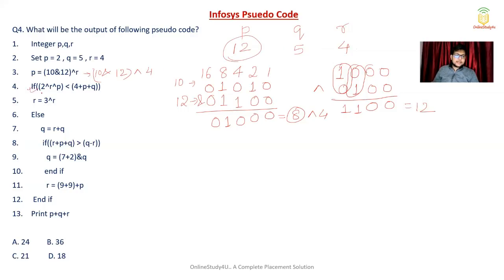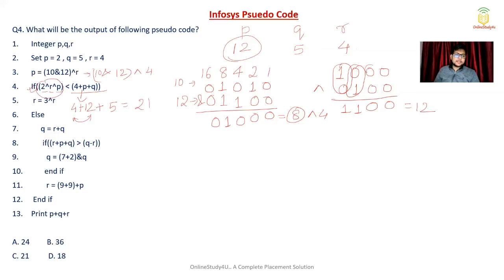Now there is an if condition. If 2 XOR R XOR P is less than 4 plus P plus Q. Let's compute this. What is the value here? So 4 plus 12 plus Q. What is the value of Q? That is 5. So it is 12 plus 4 is 16. 16 plus 5 is 21.